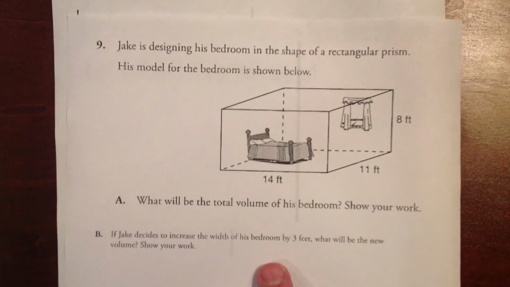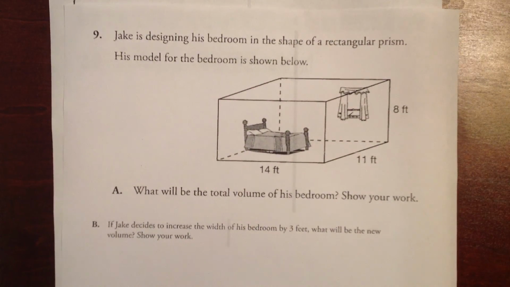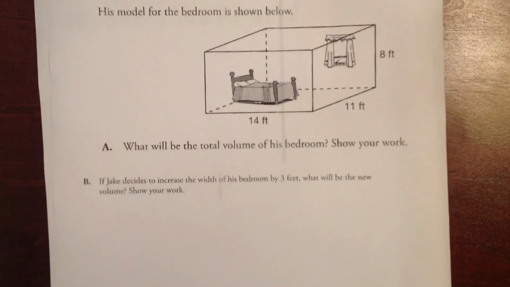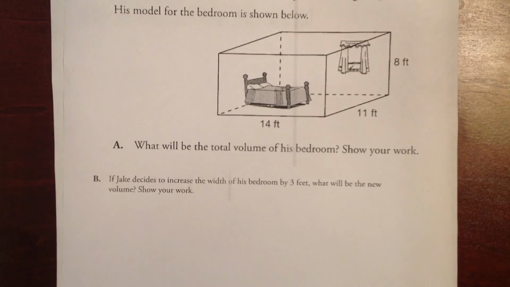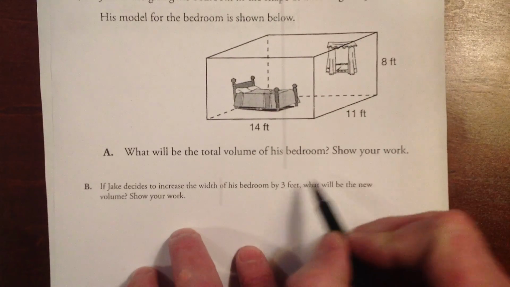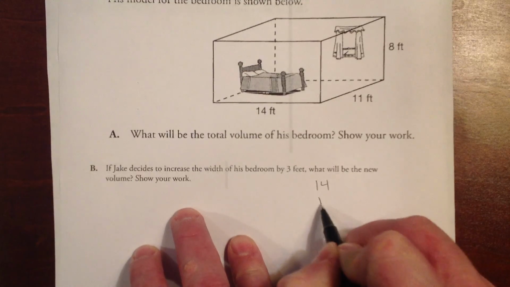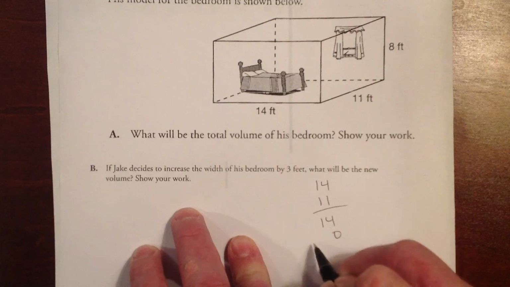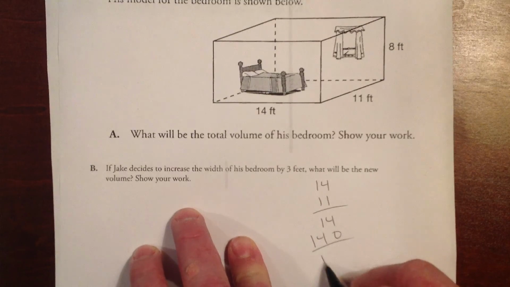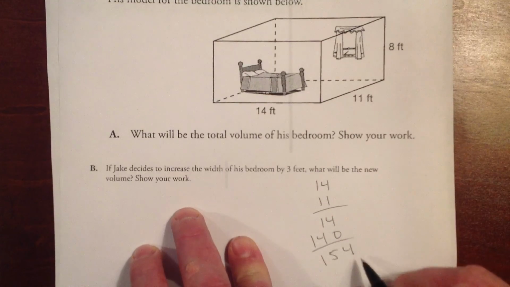Jake's designing his bedroom in the shape of a rectangular prism. His model is below. So we got 14 by 11 by 8 feet. What will the total volume of his bedroom be? Well, I'll go ahead and work this final one out for you. It's going to be 14 times 11, which is 154. Now keep in mind, we're not done. We still got to multiply it by the 8.